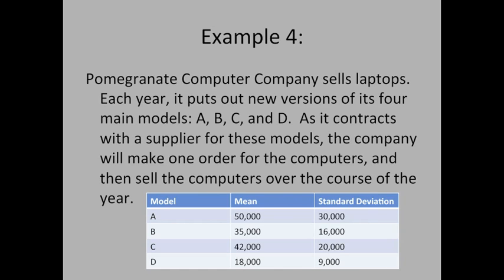Our last example for the night. We have a computer company that sells laptops. Each year, this company puts out new versions of its four main models, A, B, C, and D. They contract with suppliers to build them, in other words, they don't make them themselves. The company will make one order for the computers and then sell those computers over the course of the year. So they have one order to take care of demand for the entire year.